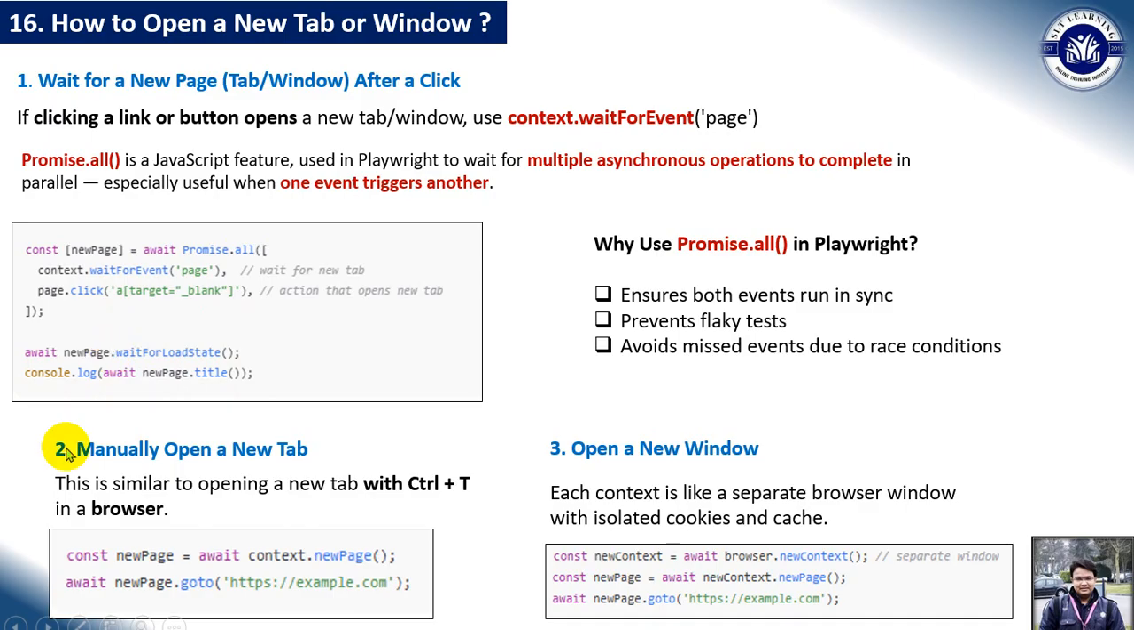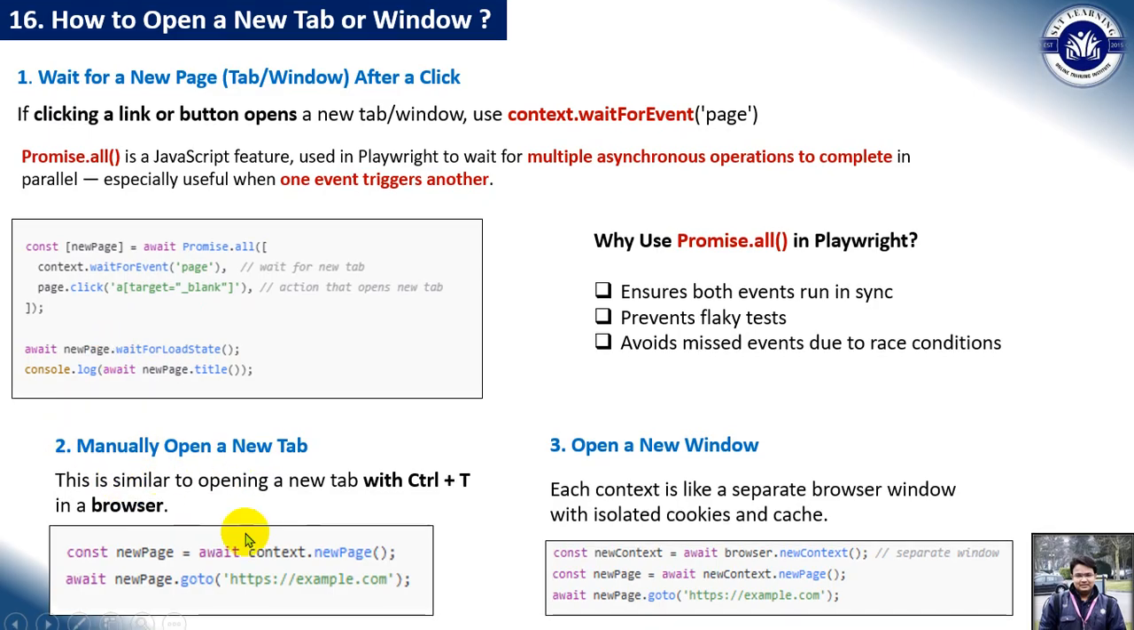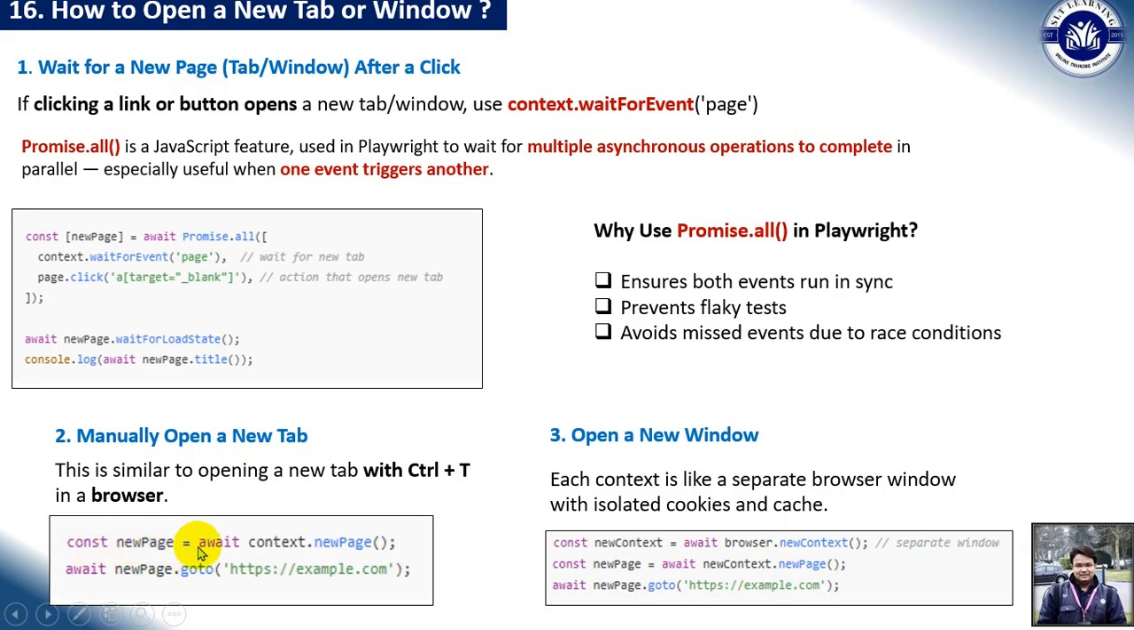Okay, suppose you want to manually open a new tab, what you can do is simply these things: const newPage = await context.newPage(), this will create the new page. This is similar to our Control+T operation, and then newPage.goto(URL), it will launch through this URL. Okay, and the third operation, open a new window.